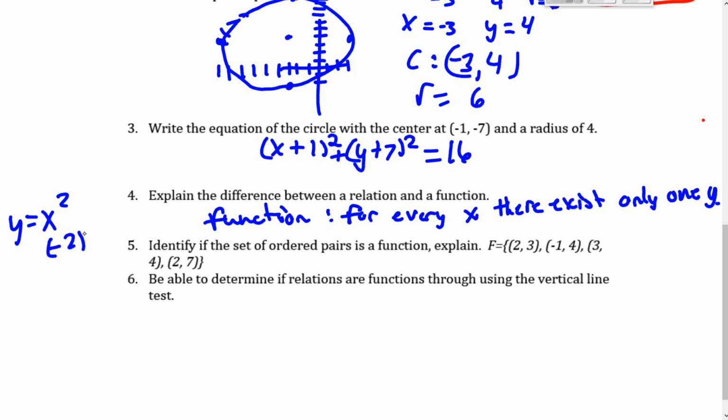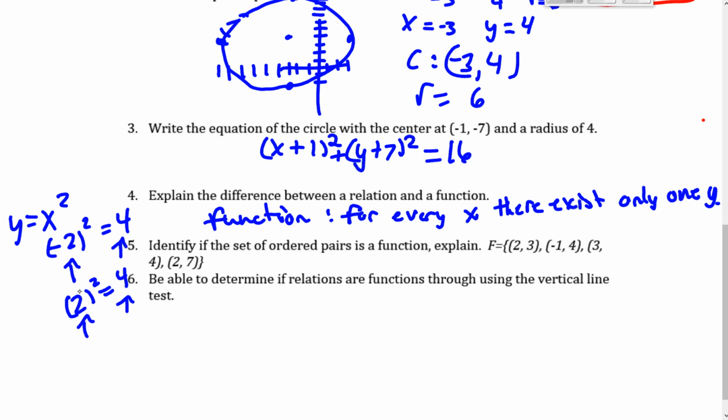Now, I can plug in -2 and get 4 out, right? So that's fine. I have one x and I have one y. But when I plug in 2, I get 4 out, and that's okay because I have a different x even though I get the same y. So for every x there exists one y. That means I don't get two answers out.